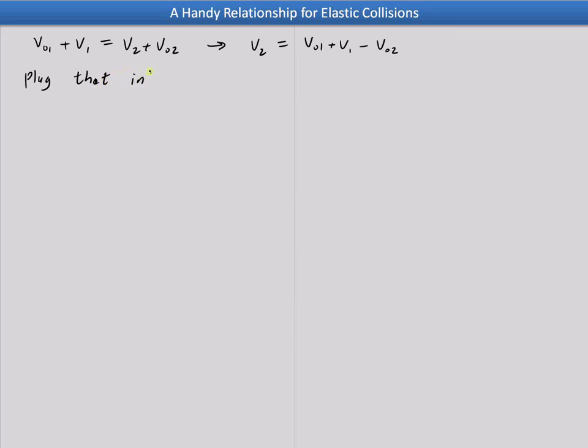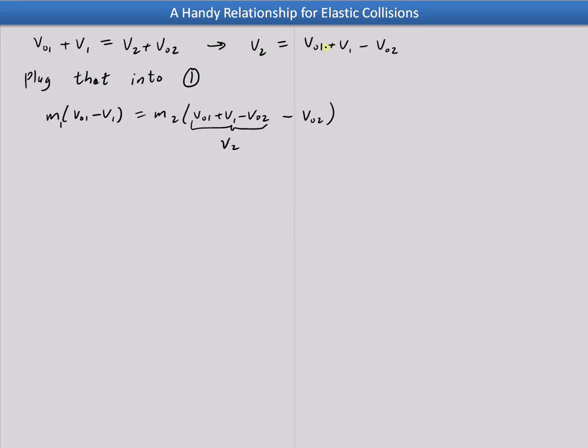And we want to plug that back into one of our earlier equations. Equation number 1 is easier to work with because the velocities aren't squared, so we'll plug it back into equation number 1. So that tells us that we have m1 times v initial 1 minus v1 is equal to m2 times v2, which we now know is v initial 1 plus v1 minus v initial 2, all that minus v initial 2. So this stuff right here, that's v2, and we've made the substitution.